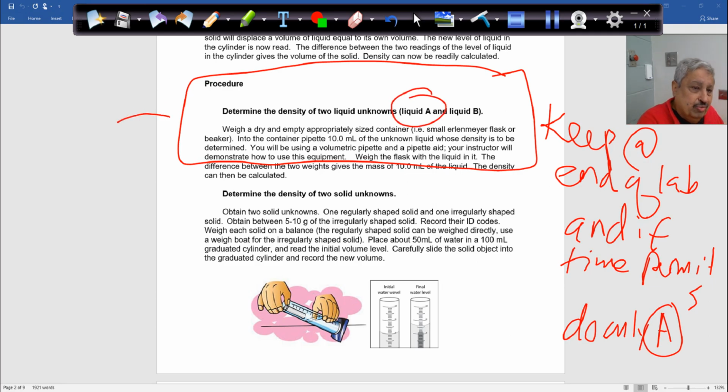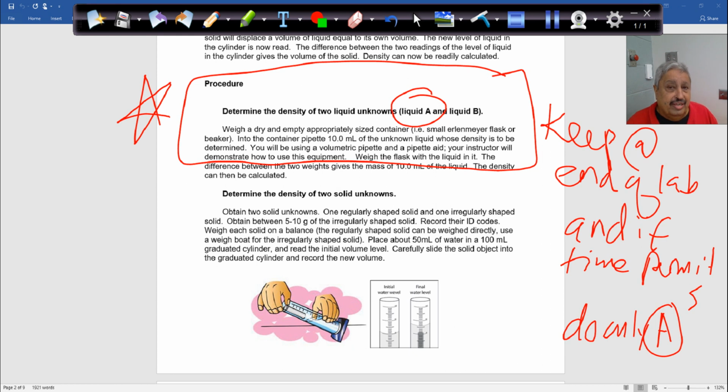So skip this one for the time being, because you cannot do A and B, each one 2 trials, and then you do the solids, the copper solid cylinder, and the aluminum shots. You cannot do that. That's 2 trials, and then you have to do the sand and the sodium chloride. That's very challenging. So okay, we will do the 2 solids.